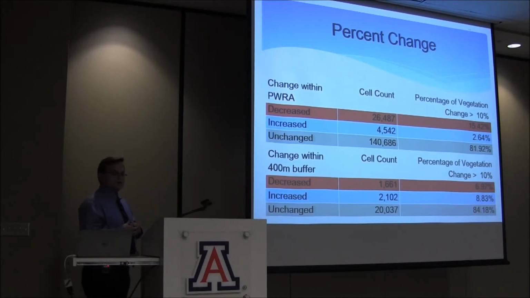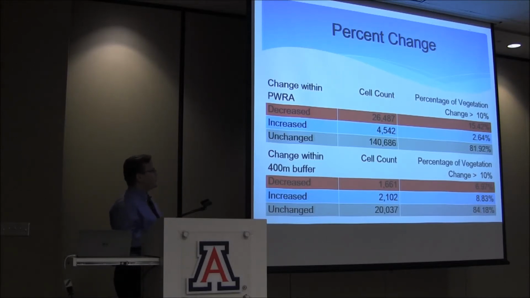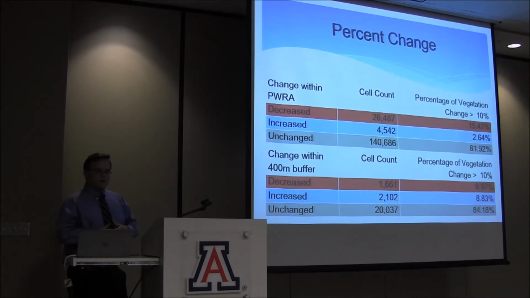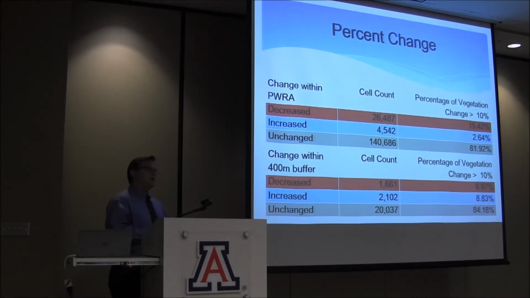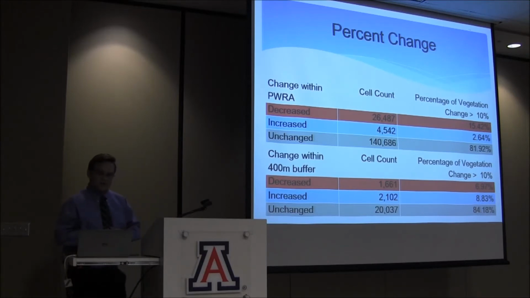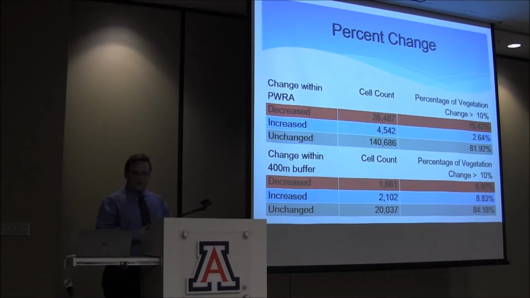Within the Pusch Ridge Wilderness area as a whole, the greatest variance was a decrease, and that was roughly 15.5%. About a 2.5% increase in vegetation, and roughly 82% remained unchanged. Within the buffer areas I was interested in, the story is a little different. The greatest variance was an increase in vegetation of roughly 9%, a decrease of 7%, and about 84% remained unchanged.